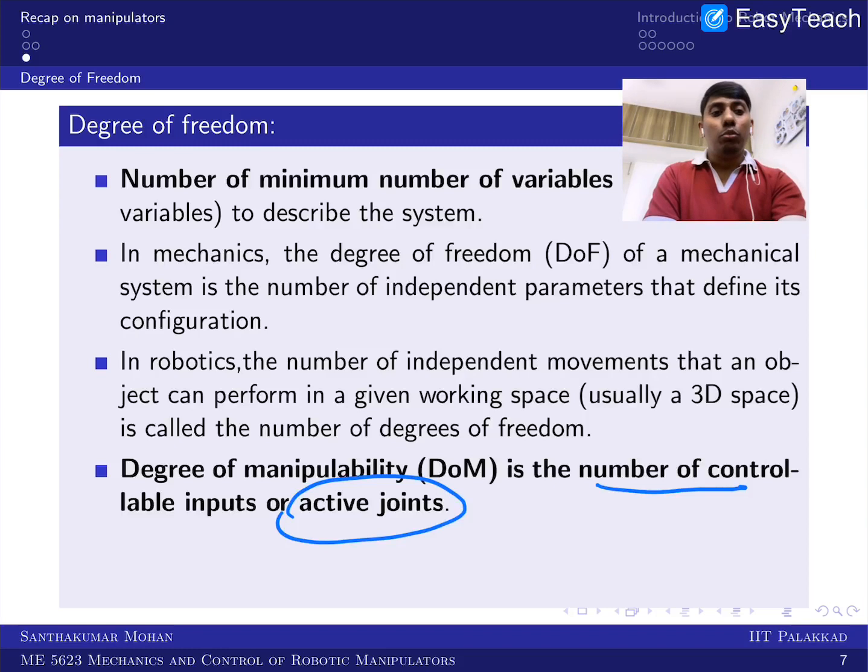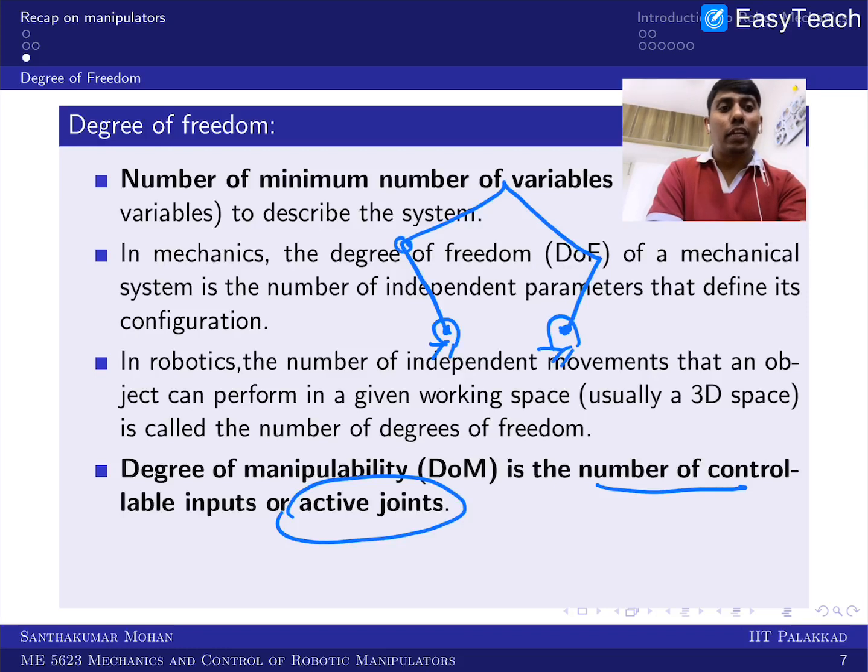For example, take the parallel manipulator we have seen here. This is a simple 5-bar mechanism. There are 5 R joints, but if you take the degree of freedom with the Grubler condition, or a generalized condition, it would come to 2. The degree of mobility or degree of manipulability would be 2. You can see that there are 5 joints, but you would be making only 2 of them active joints. That's what we call the degree of manipulability.